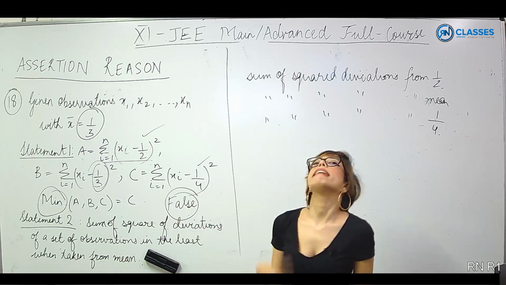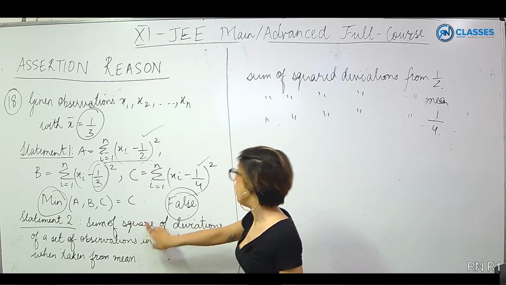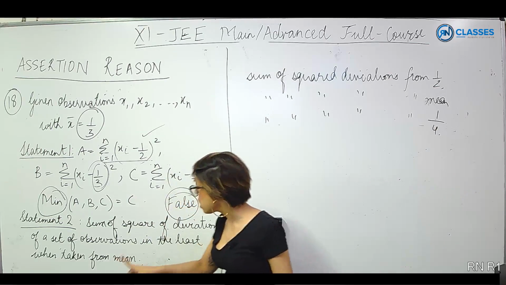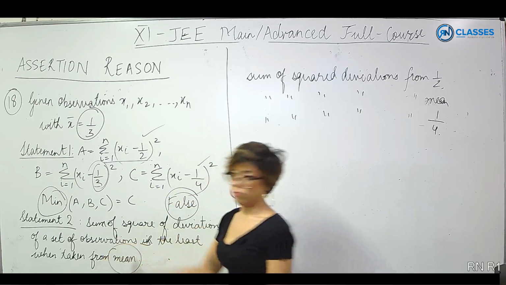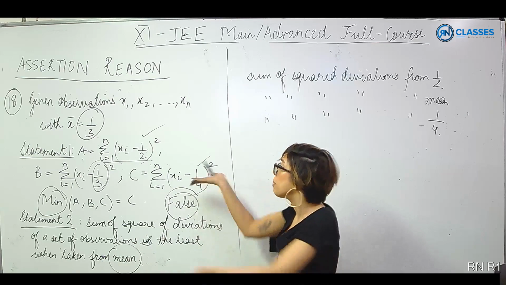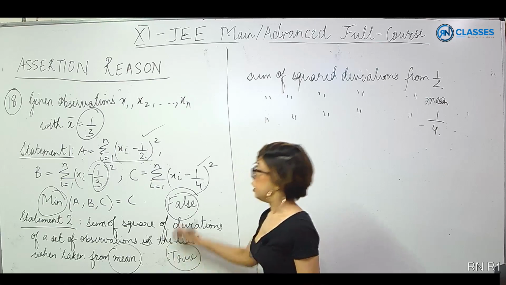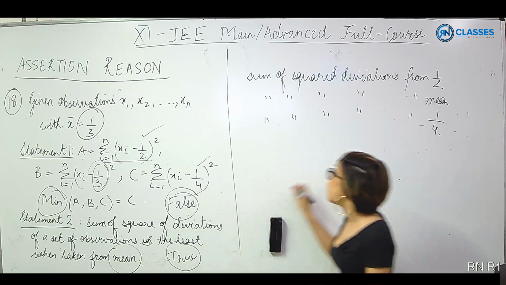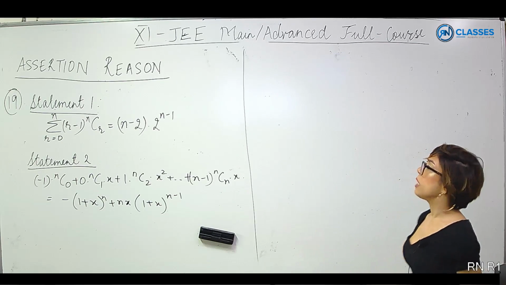Right. Let me just read statement 2. It says sum of square of deviations of a set of observations is the least when taken from the mean. True. In fact, that is the property that I used, right? So that means this statement is true. This is false, this is true. That is why the correct option is B. Alright, on to the next one.